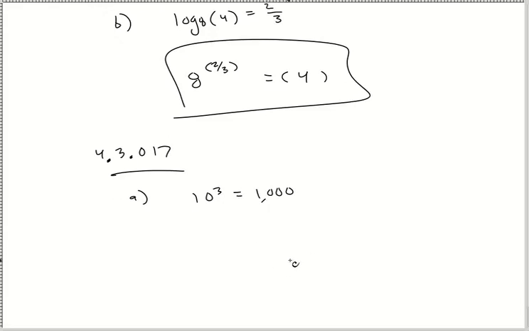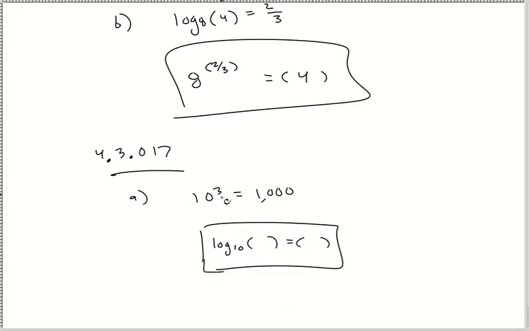I got 10 cubed is equal to 1,000. True. They don't care about that. They want you to rewrite it as a log equation. This is actually super easy. So I got log base 10. See, my base 10 is pretty easy to point out. Top of the tower off the island, I guess.